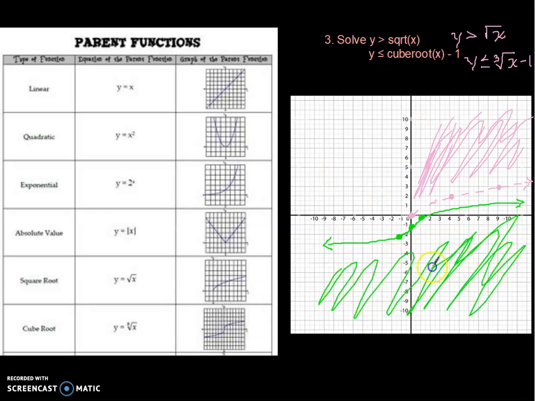So notice there is no shared shading here. So what happens when there is no shared shading? Well, that means they don't share any xy points. So this would be no solution.